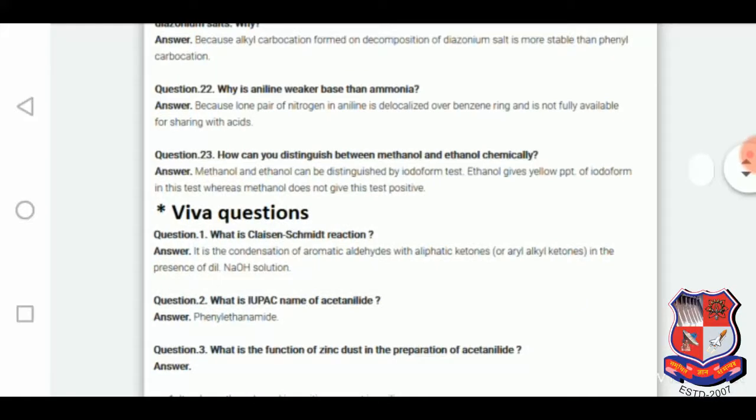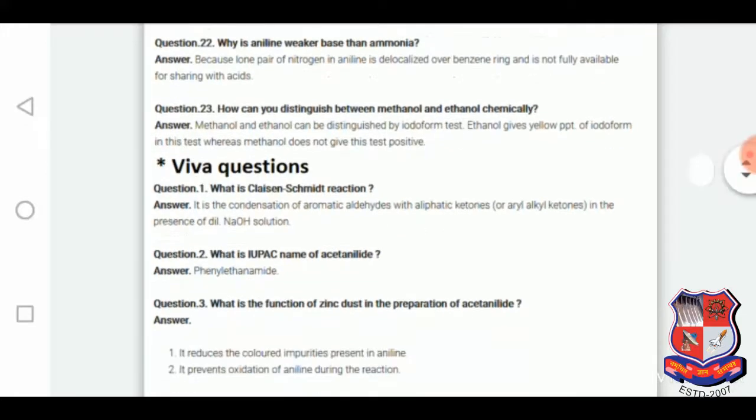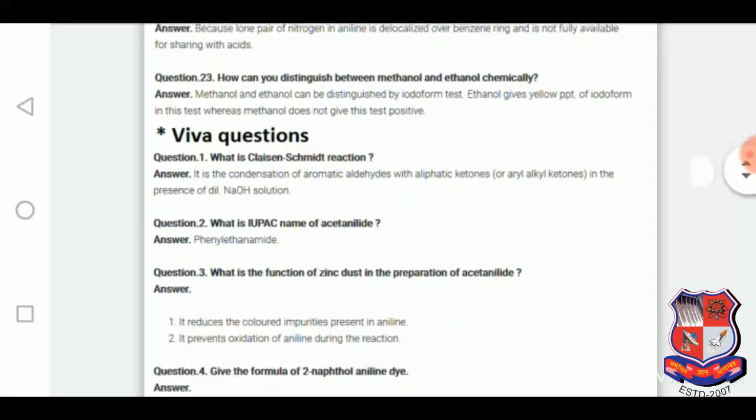Question number 23. How can you distinguish between methanol and ethanol chemically? Methanol and ethanol can be distinguished by the iodoform test. Ethanol gives a yellow precipitate of iodoform in the test, whereas methanol does not give any kind of positive reaction.